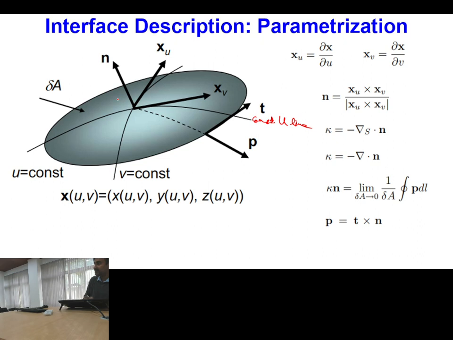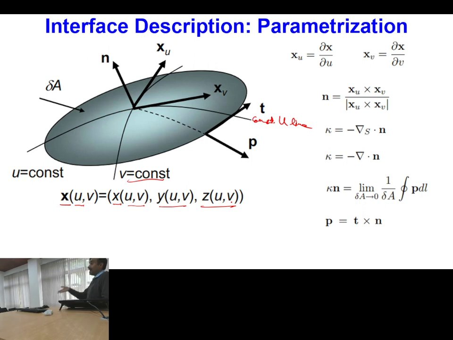So likewise you can have another line. So these will be the constant u lines, and this is constant v lines. Okay. So these constant u lines and constant v lines which are wrapped around the interface will be forming a net spectrum along which you can define the position vector of the interface. So the position vector of the interface will be nothing but x at u comma v, y at u comma v, and z at u comma v.